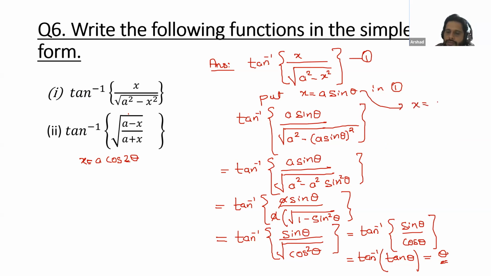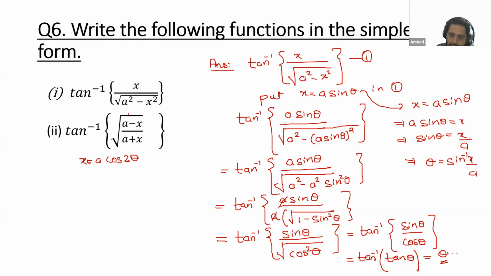We have this x is equal to a sine theta. So we can write a sine theta is equal to x. Then shift this a to the right side. So you will get sine theta is equal to x by a. And then finally, you can write theta is equal to sine inverse x by a.